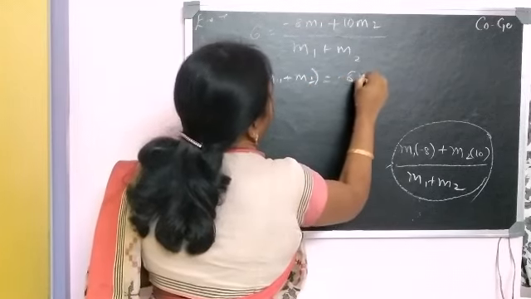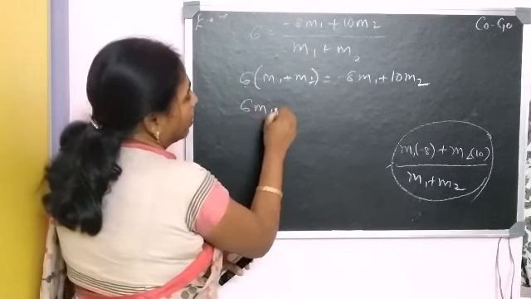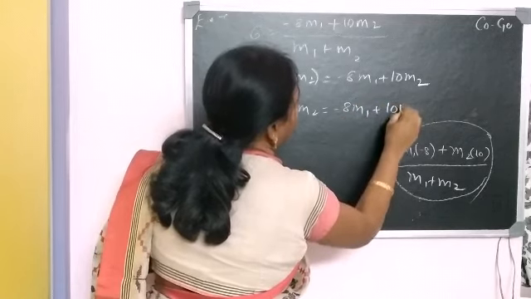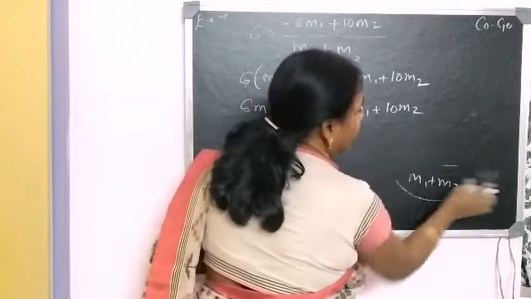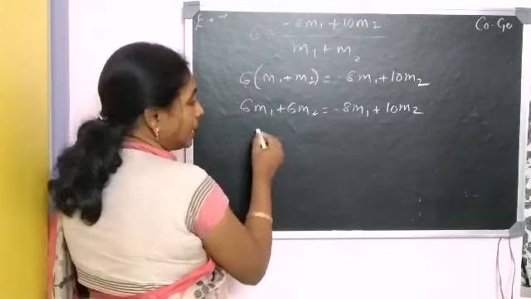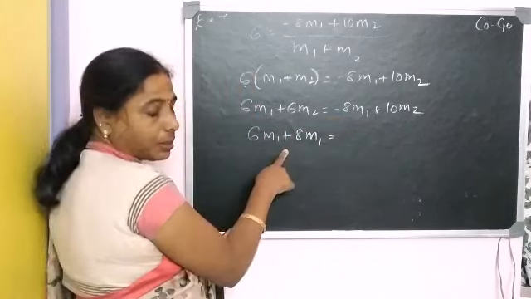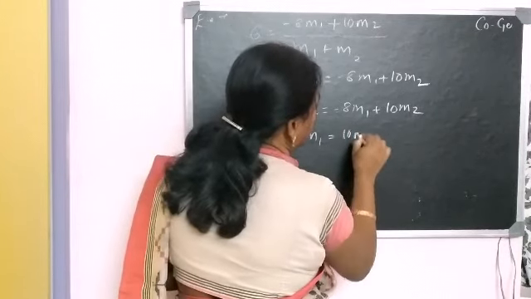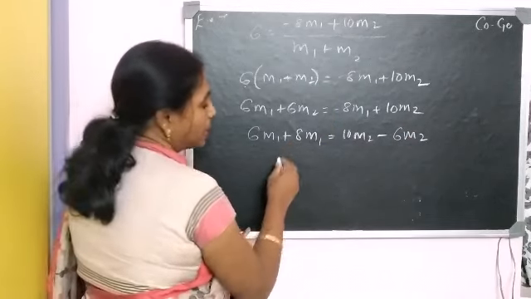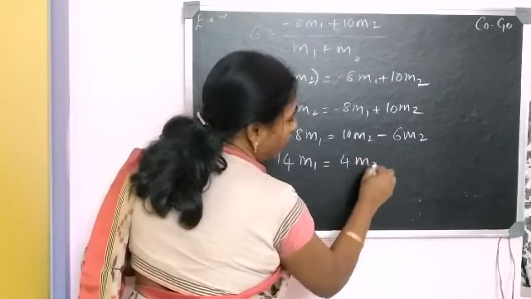Otherwise, you can do it directly also. Now, 6m1 plus 6m2 is equal to minus 8m1 plus 10m2. Now, once again, we have to make a ratio. Now, this is 6m1. Let me bring this 8m1 to the other side. So, 6m1 plus 8m1. Because it's minus, it becomes plus. Now, this is 10m2 minus 6m2. Now, check it. 8 plus 6 is 14m1 is equal to 10 minus 6 is 4m2.